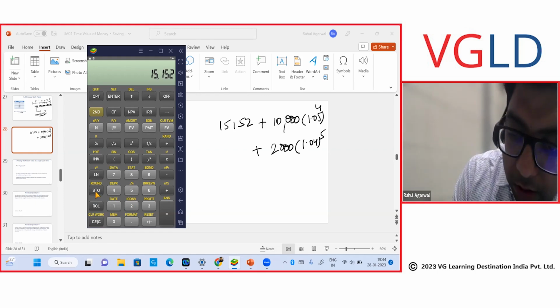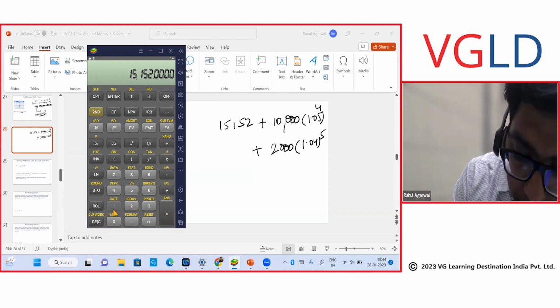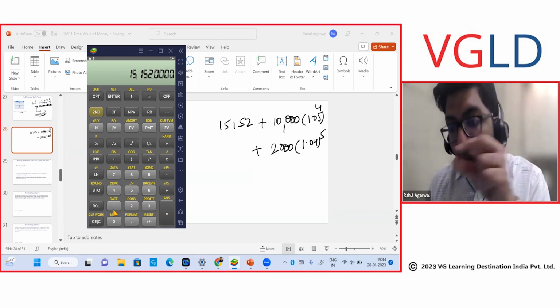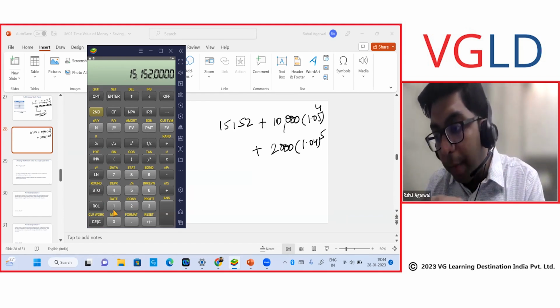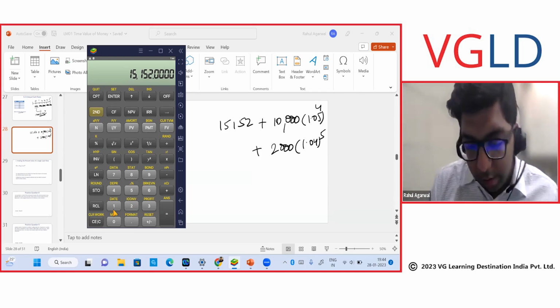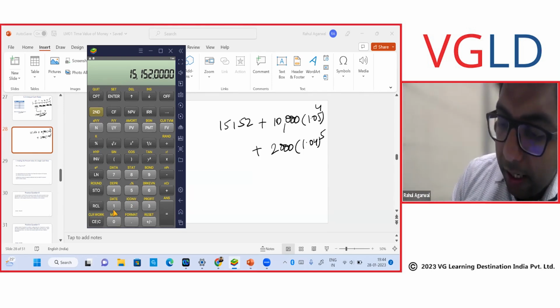See this button, everyone on the screen. STO. STO stands for store. That means save. So I will press STO. I will press 1. See, this number is saved in the button 1. See, from 1 to 9, you can save total 9 numbers and add them or multiply them or divide them, whatever, with each other. So I pressed STO 1.